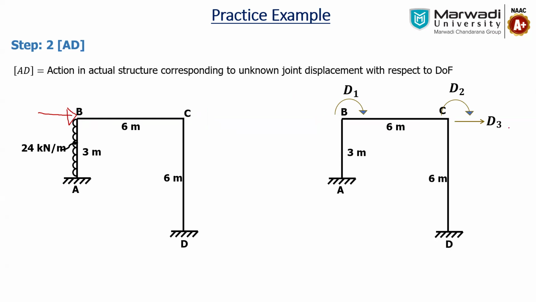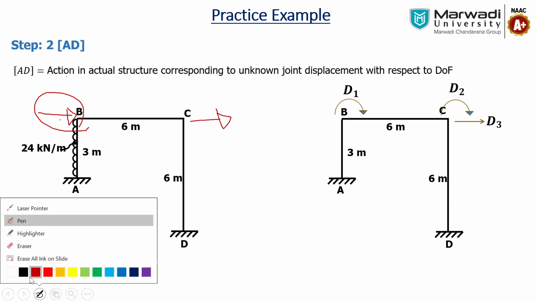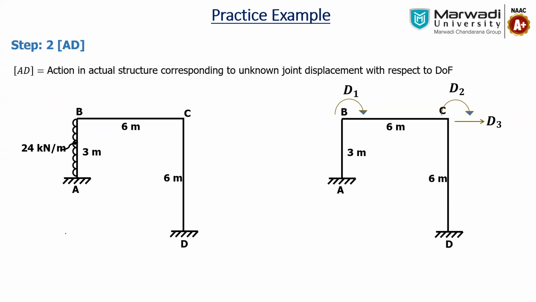Because when we are considering D3, it is not a specific location, but it will show the lateral deflection of the column AB as well as CD. So if any force is acting at B, or if it is acting at C, both the horizontal forces will be considered as an action with respect to D3. That thing you have to keep in mind for all the remaining figures.